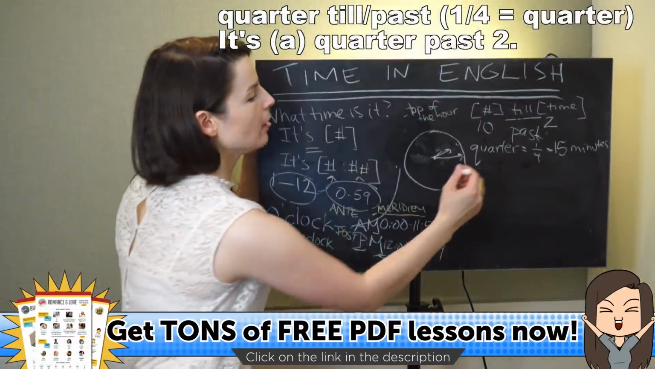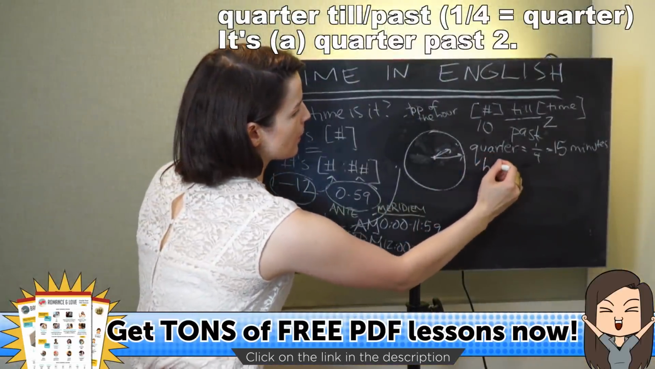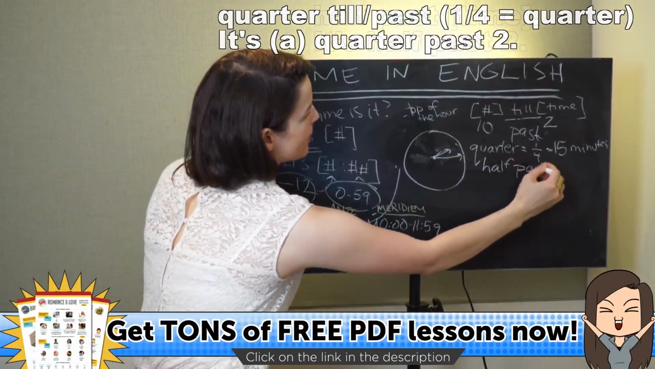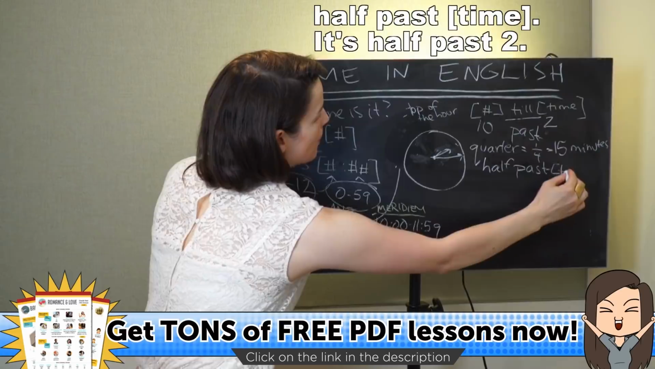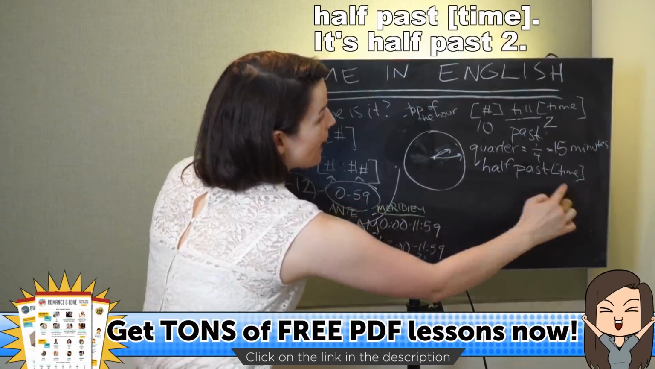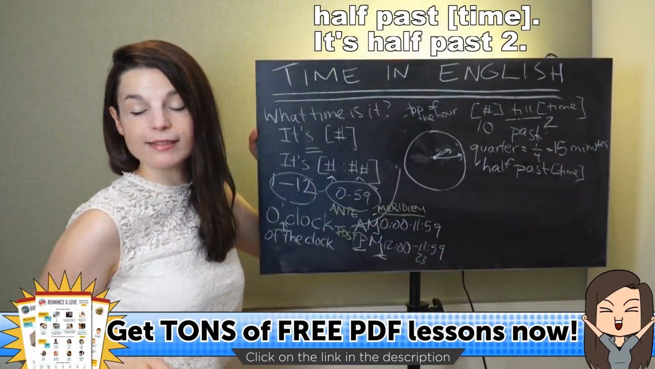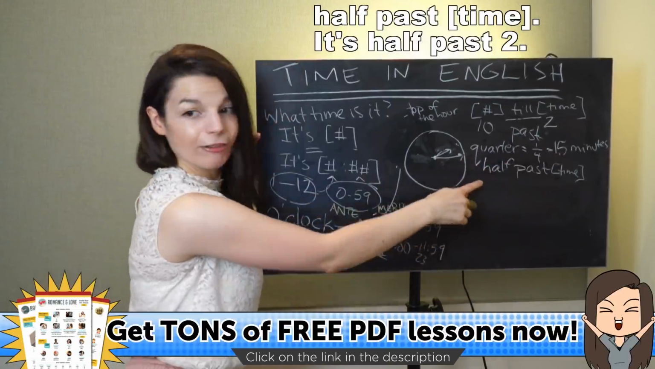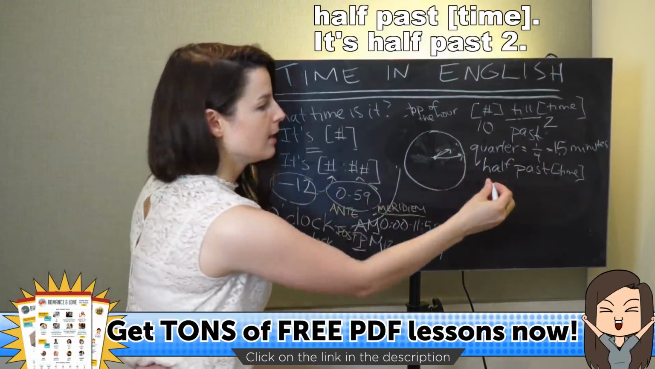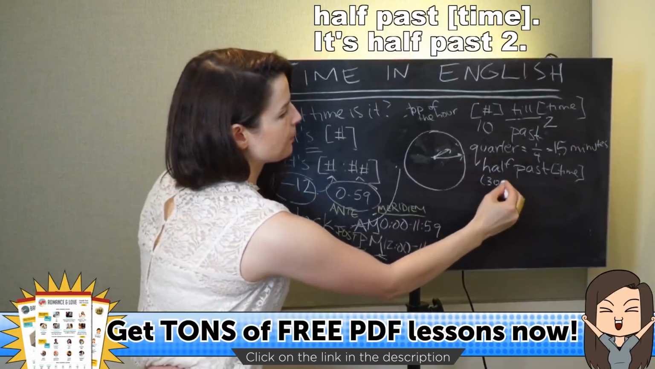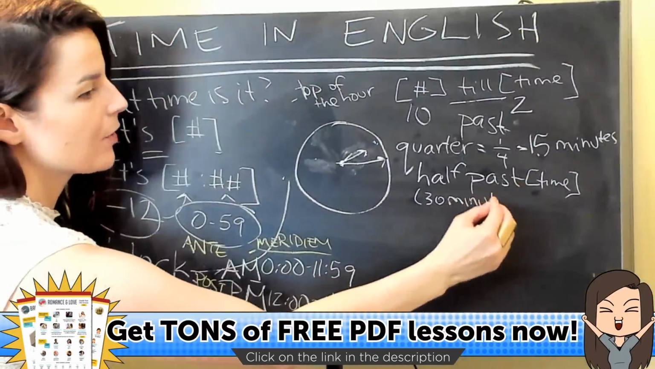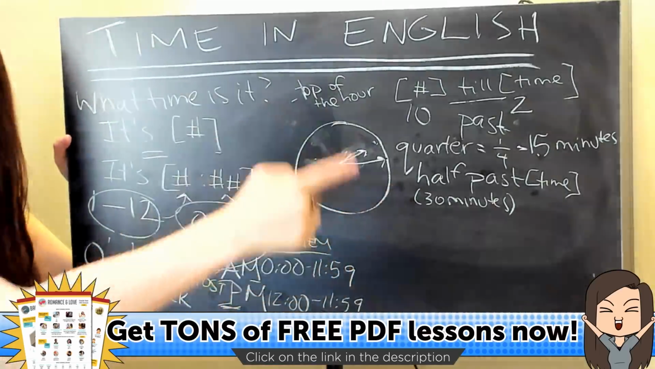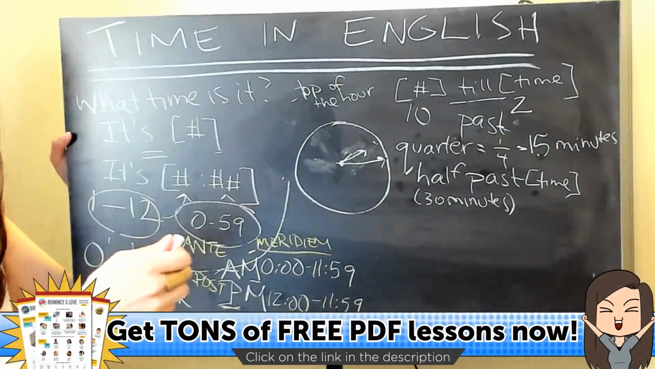The final one I want to review is this expression: half past a time. Really, half past an hour. If quarter is 15 minutes, half or half an hour means 30 minutes. So this expression, half past a time, means 30 minutes past an hour.